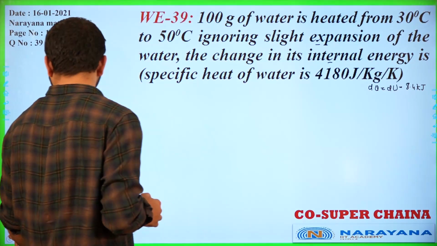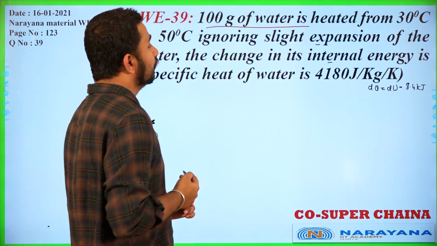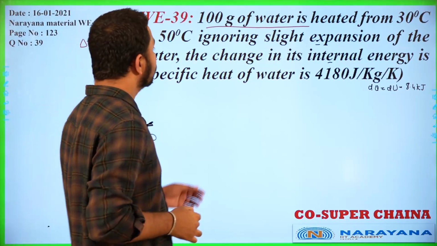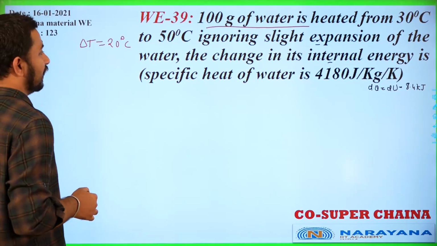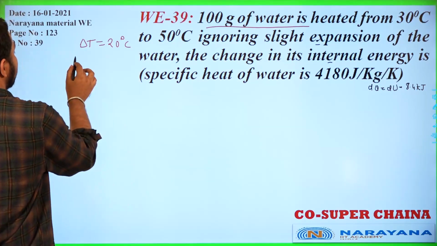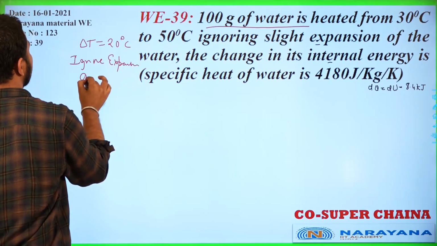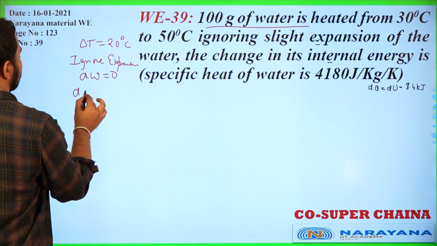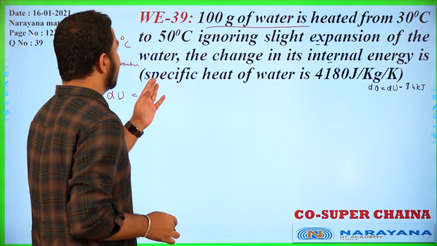Students, here we are given 100 gram of water and delta T is given as 20 degree. Ignore the slight expansion of the gas. If you ignore the slight expansion, what do we have to do? We have to ignore P dV, which means dW will be equal to 0. If dW is 0, by using the first law, delta Q is equal to delta U, and delta U can be written as mCv delta T.